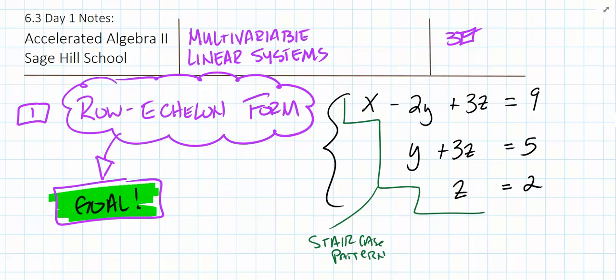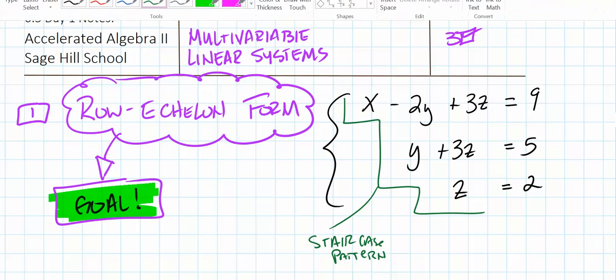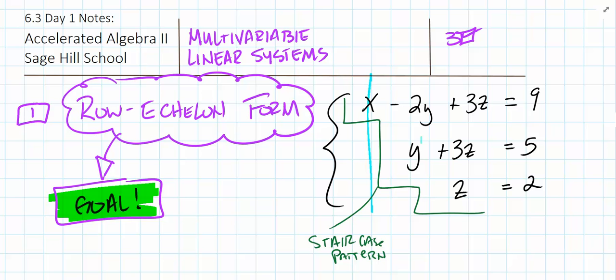The next thing that we want to notice about something that's in row echelon form is that all of my columns are lined up. This is the x column, this is the y column, and this is the z column. Columns go up and down, and there are no x's below the first x in that first column. Notice there's no y's underneath that second one, and then finally there's a z in that last one. So we have the x, y, and z columns all lined up.